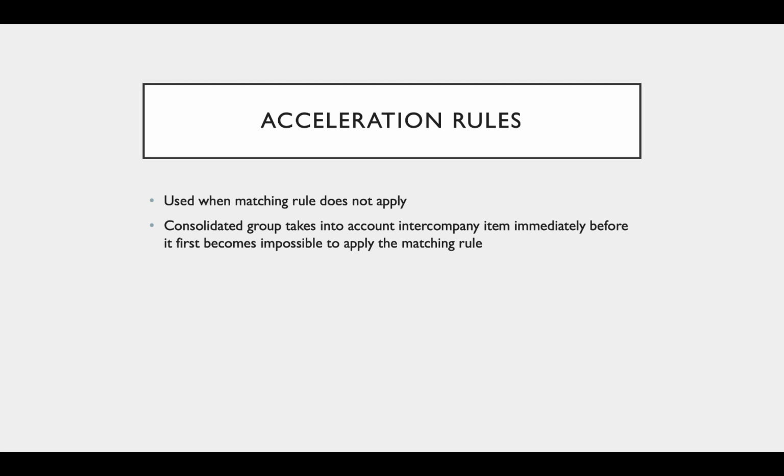We also have acceleration rules. These are used when the matching rule doesn't apply, and the consolidated group takes into account intercompany items immediately before it first becomes impossible to apply the matching rule. So this usually applies when a corporation leaves the group. In that first example we did, where S1 sold land to S2 and then S2 sold it to a third party, we were able to recognize all of the gain when that land was sold to a third party. But if S2 was leaving the affiliated group before it sold the land, we would apply the acceleration rules.